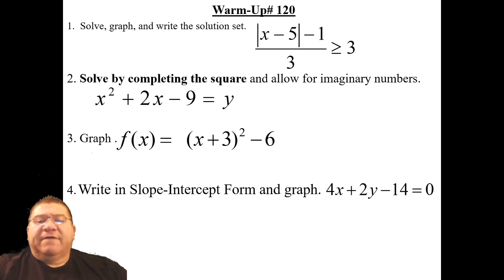Number three, you graph f of x equals x squared first, which is the parent function, and then from there see what transformation happens with the given function. And number four, write in slope-intercept form and graph. They give us 4x plus 2y minus 14 equals 0. On this one you need to isolate y, or solve for y, and then once it's solved for y, you use your slope and the y-intercept to graph that line.